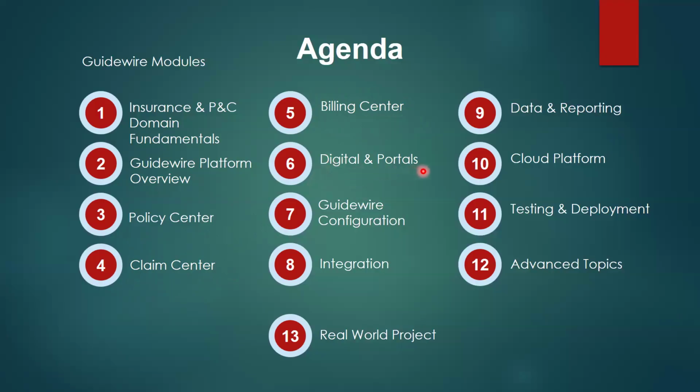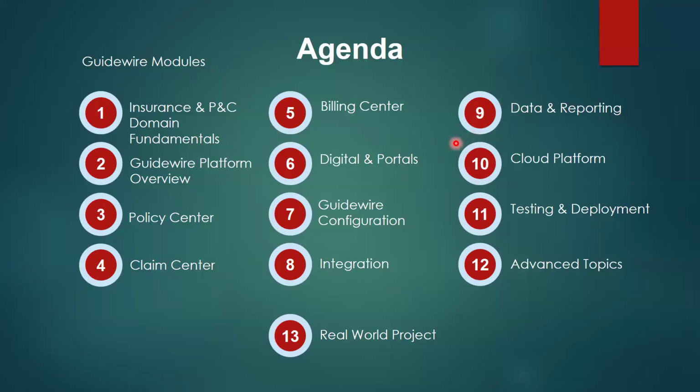Now the digital portal. The sixth module is the digital portal, where we are going to see the details of the digital portal. Then the seventh module is Guidewire configuration. Here we will see what functionality we need to configure for Guidewire. And then the eighth module is integration. We will see here how we do the integration.